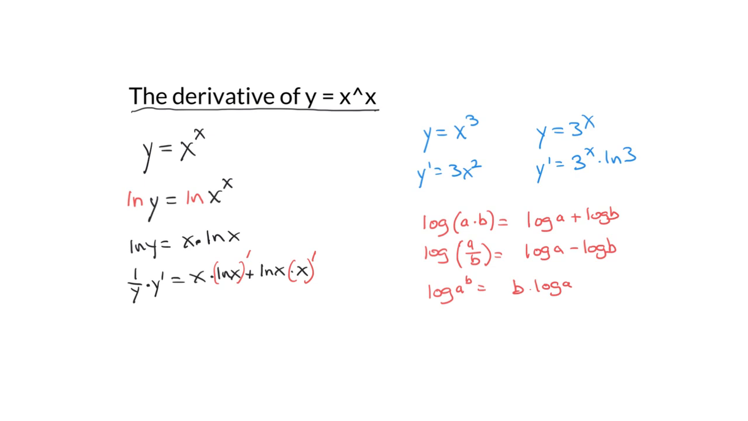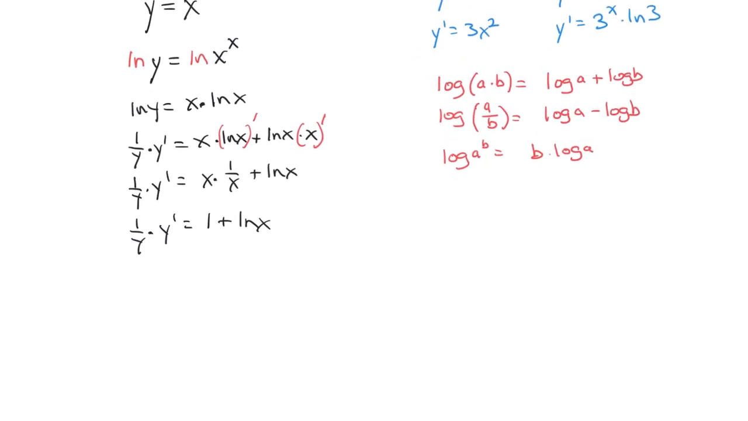So then we've got 1 over y times y prime equals x times, well, the derivative of natural log of x is 1 over x. And then the derivative of x with respect to x is just 1. And then we could clean this up because x times 1 over x is just 1. So that would give us 1 over y times y prime equals 1 plus the natural log of x. So at this point, we're pretty close. We're almost to y prime, which is what we want.